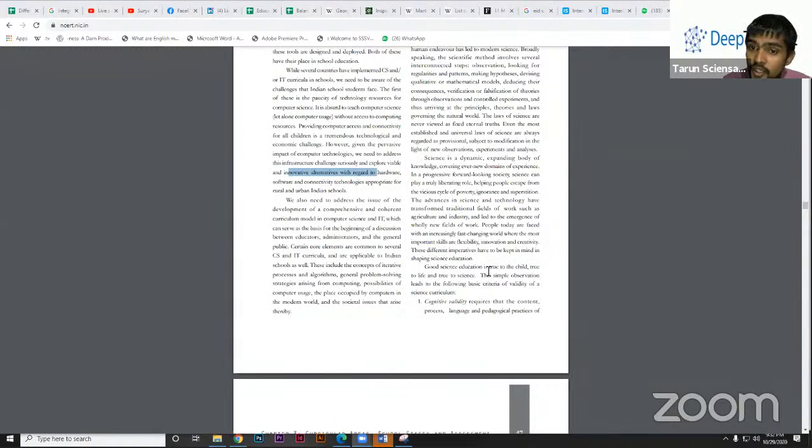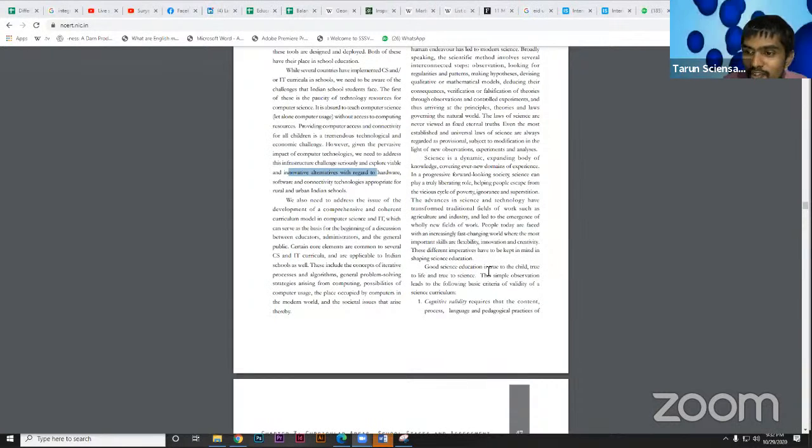These different imperatives have to be kept in mind while shaping science education. So these are the various considerations which one may have to look at while thinking of science education. Good science education is true to the child, true to life, and true to science.